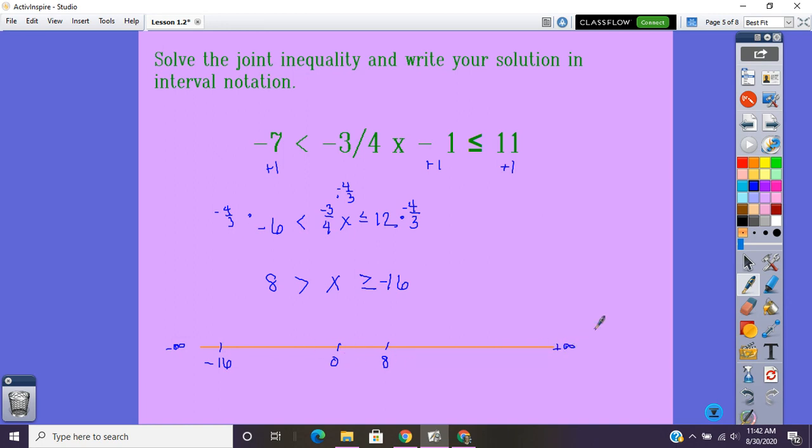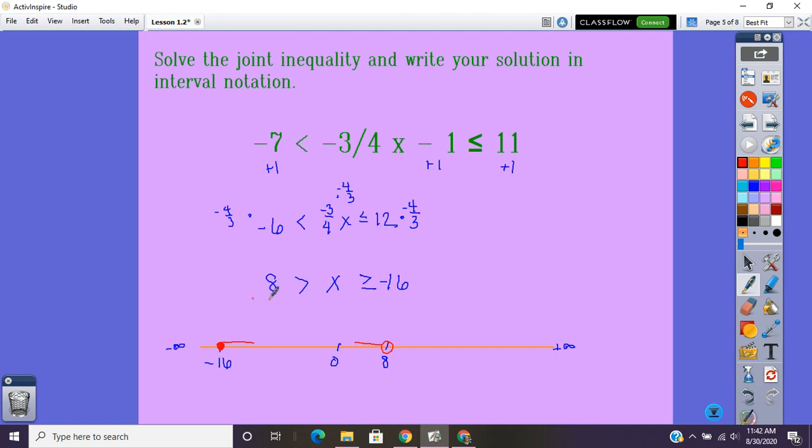So let's talk about what this is doing. So 8 is greater than x. I like to think of it in reverse: x is less than 8. So right here, if x is less than 8, that means on 8, I have an open circle, and my graph is heading that direction. And here, x is greater than or equal to negative 16. That means I have a closed circle, and it's heading this direction.